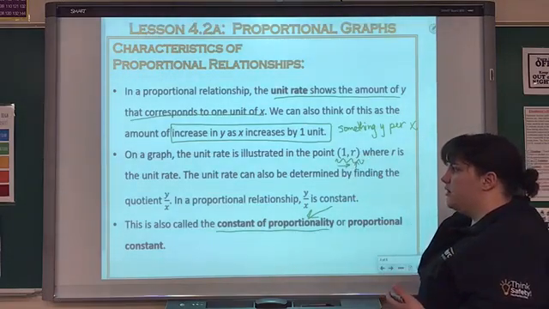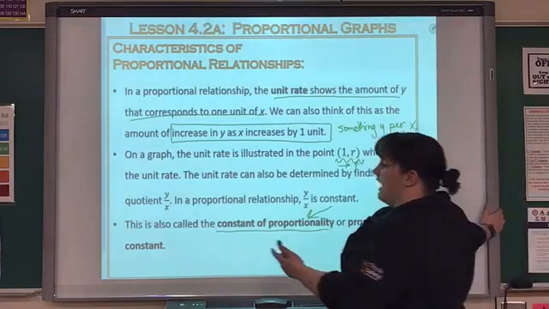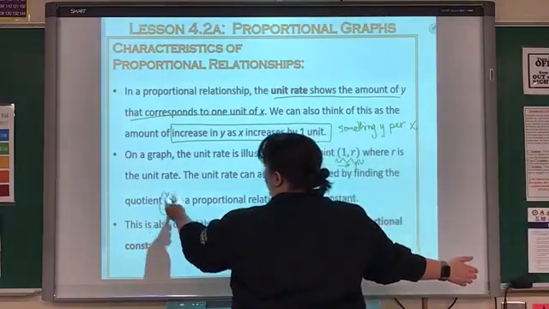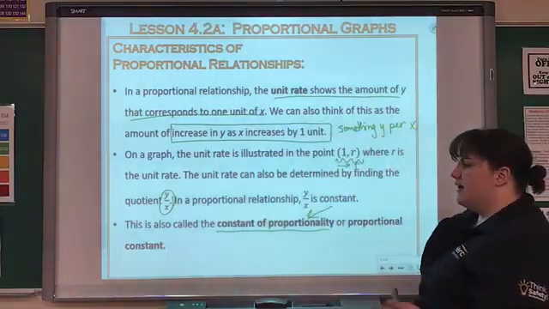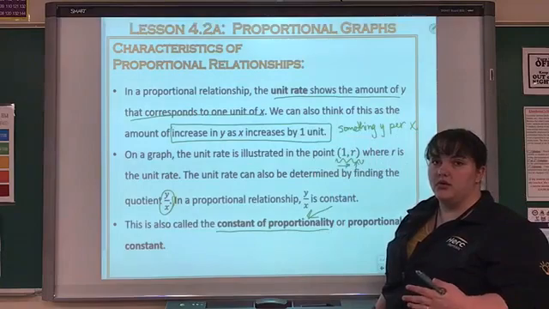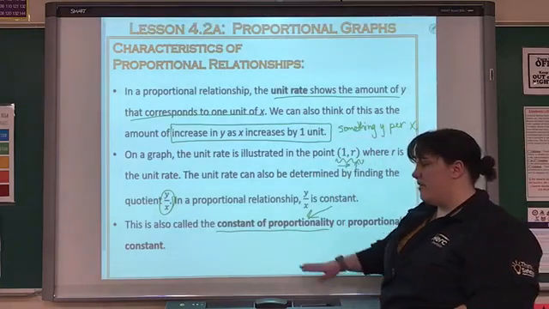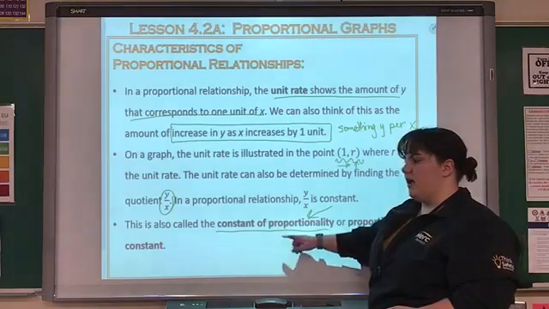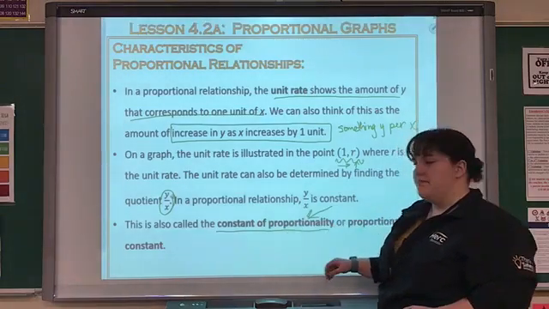We can also use y divided by x in order to find our unit rate, because in that proportional ratio, y divided by x is constant. That's another way of being able to figure out the constant of proportionality.